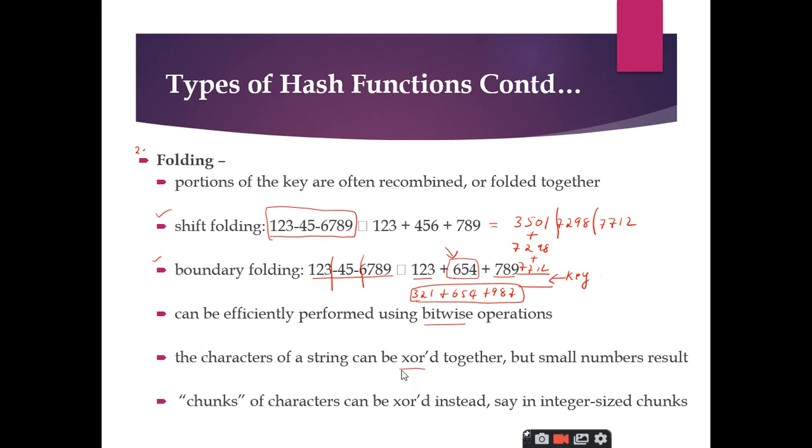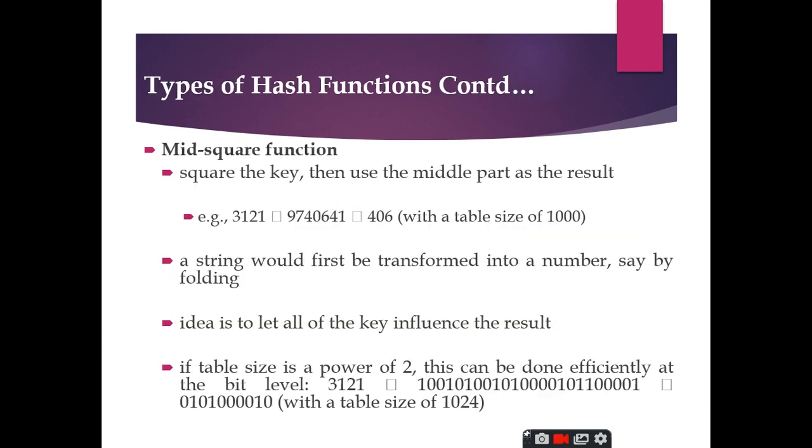When you want to fold a given large value, you need to divide it into numbers, and the operator best suited for this folding method is the XOR operator, which comes under the category of bitwise operators, right? So this is all about the folding method. Did you get that point?